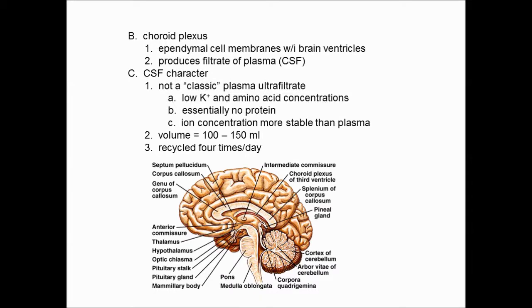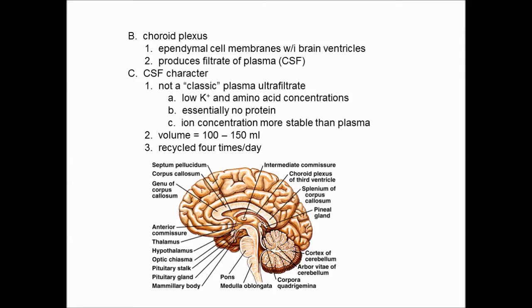I've already mentioned the choroid plexus, and here you can see it represented, this little red line that's part of the third ventricle. This membrane is in three of the ventricles, the lateral ventricles and the third ventricle we call it, and produces cerebrospinal fluid, which begins as a filtrate of the plasma, but it's not an ultrafiltrate, and that's brought in here.